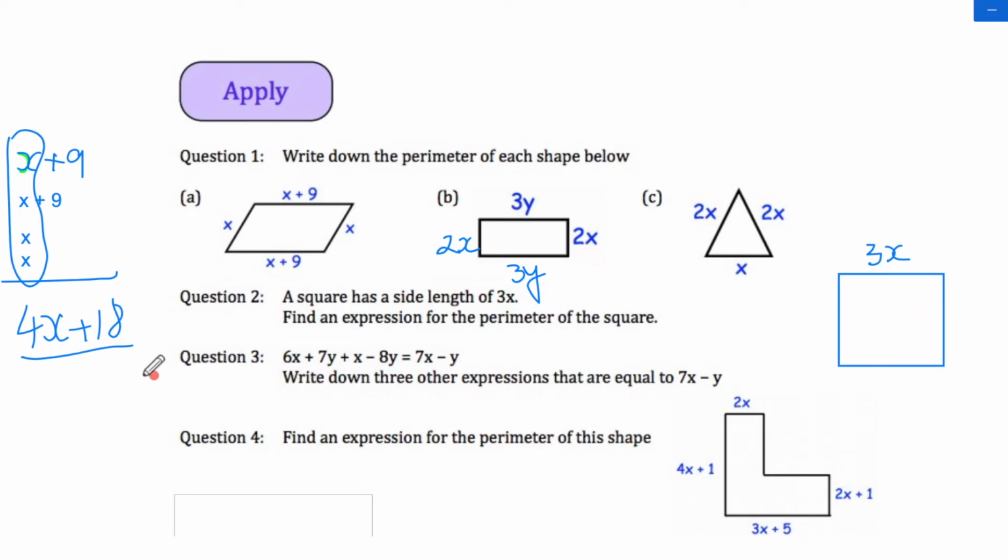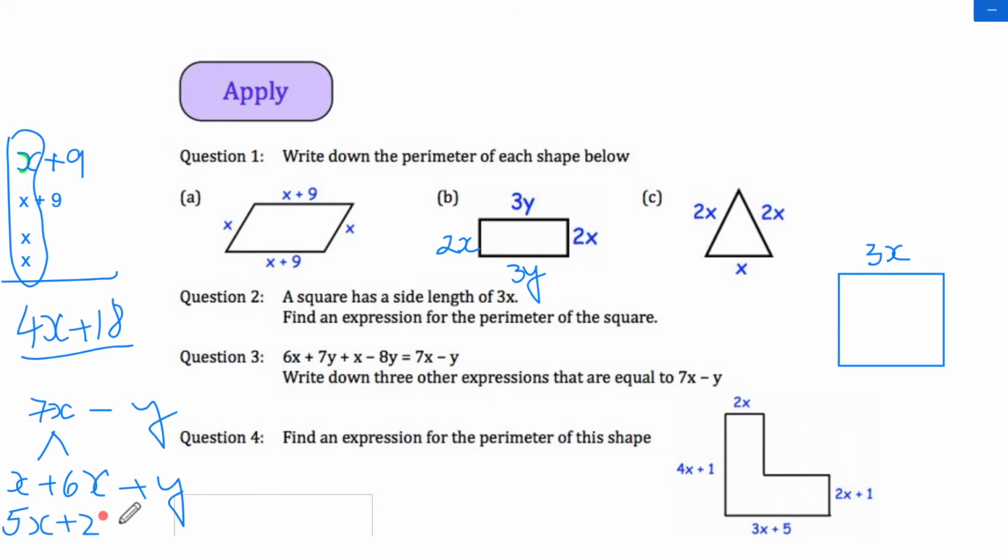And for number 3, it says write down 3 other expressions that are equal to 7x minus y. In this one, you can say 7x minus y. And you think, how can I write the 7x? Well, I can either write it as x plus 6x, and then I put the y after that.